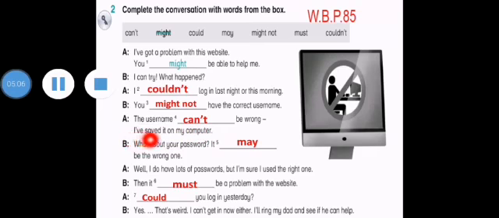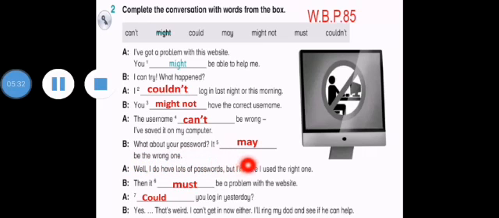B. What about your password? A. It may be the wrong one. Present deduction. A. Well, I do have lots of passwords, but I'm sure I used the right one. B. Then it must be a problem with the website. Must, a present deduction.